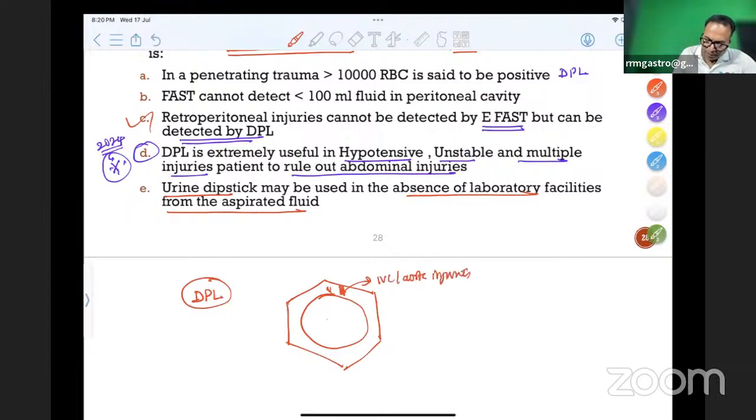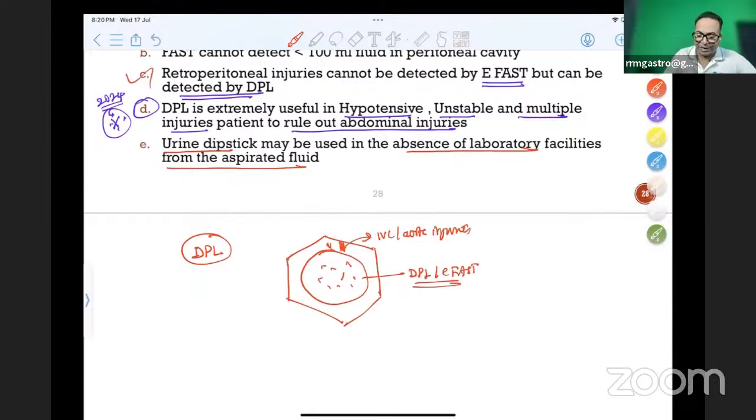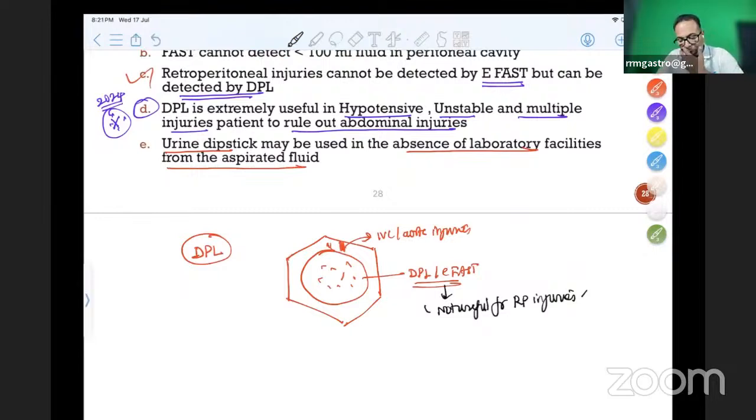You can only detect bleeding within the peritoneal cavity in both DPL as well as FAST. In both the conditions, you can detect bleeding into the peritoneal cavity only. You cannot detect what is there in the retroperitoneum. Both are not useful for retroperitoneal injuries. Very important. DPL as well as FAST both are not useful for retroperitoneal injuries. So please remember this point, first point.